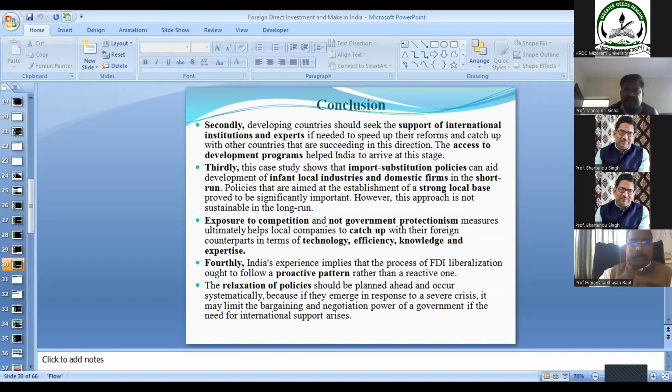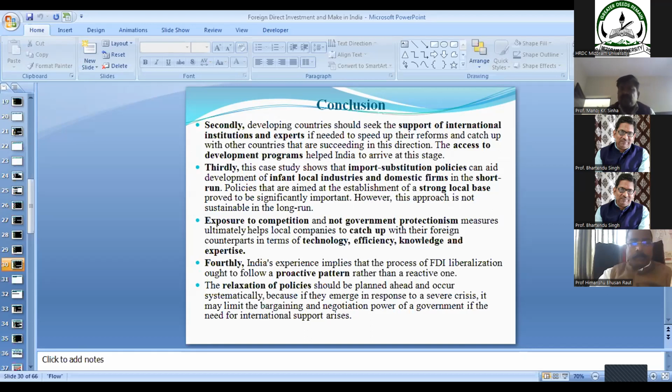Second, we can take a lesson from here. We need to seek support from international institutions and experts if needed, to access development programs from the IMF or other foreign institutions. Then it helped India to arrive at this stage.